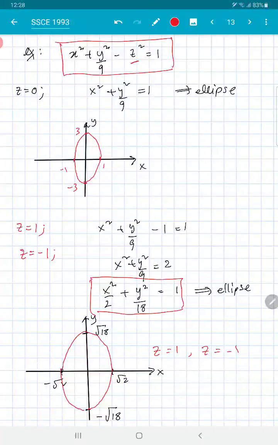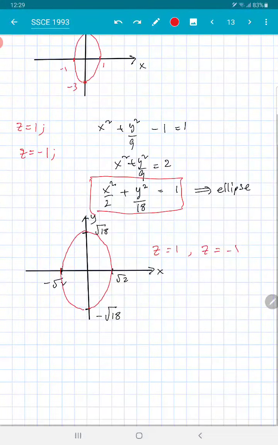So we already have three views from above: one for z equals 0, next z equals 1, and then z equals -1. I think that's enough views from above. We're going to look at the view from the front and the side.